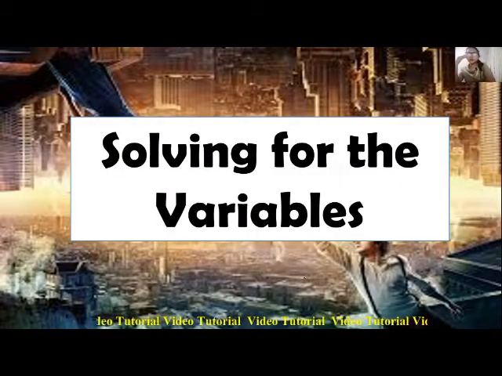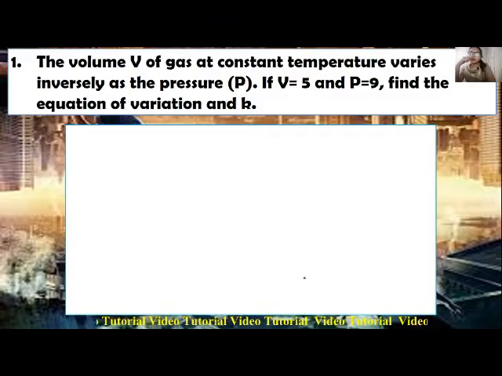Now we move forward with our last topic for inverse variation, which is solving for the variables. Example number 1, the volume V of gas at constant temperature varies inversely as the pressure P. If V equals 5 and P equals 9, find the equation of the variation and K. So since this is an inverse variation, because we have here varies inversely, we translate. So this will be V equals K over P.